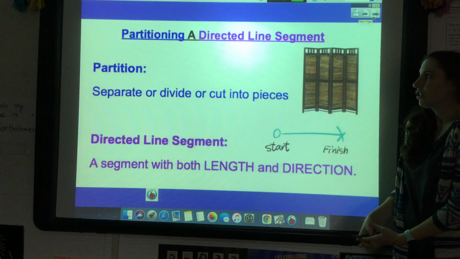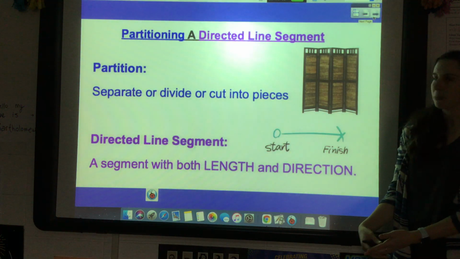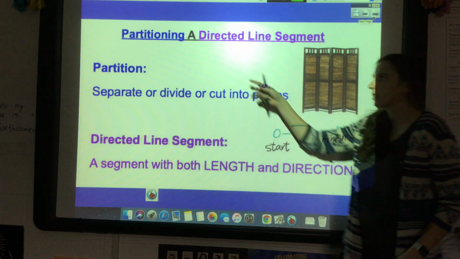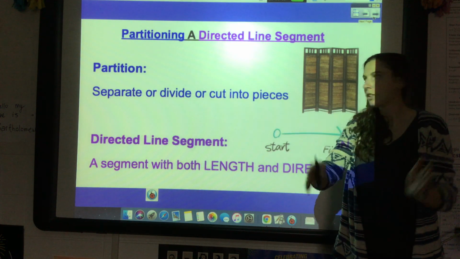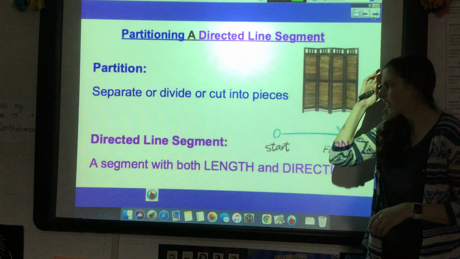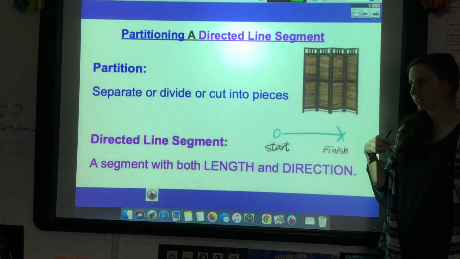It's called partitioning a directed line segment. Let me break that down for you. To partition something just means to cut it into pieces, to separate or divide it. Like this is called a partition, if you've ever seen those around.